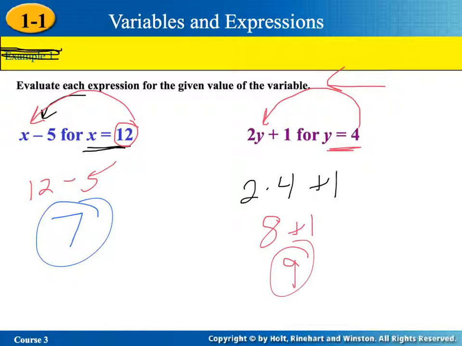My answer is 9. Okay, so again, I plug in that 4 for wherever I see a y, and then I answer the problem according to the rules of PEMDAS. All right, here we go.